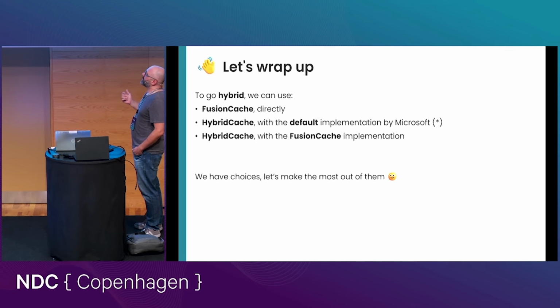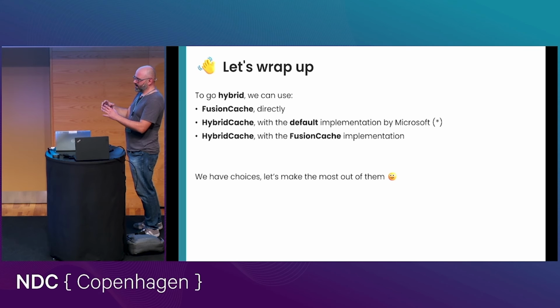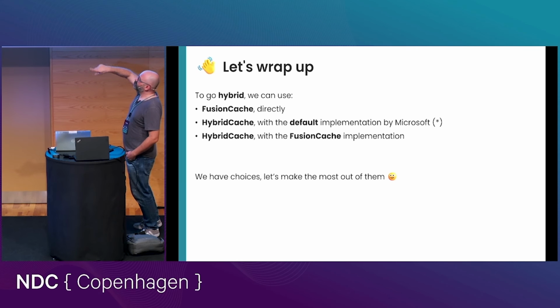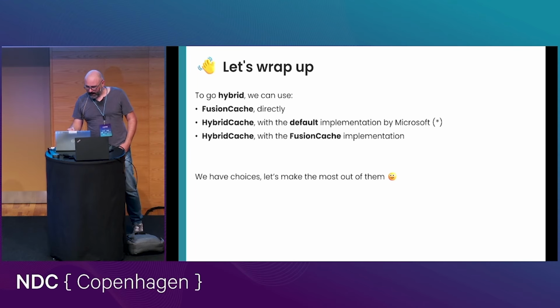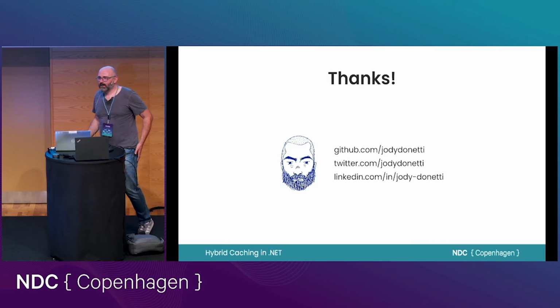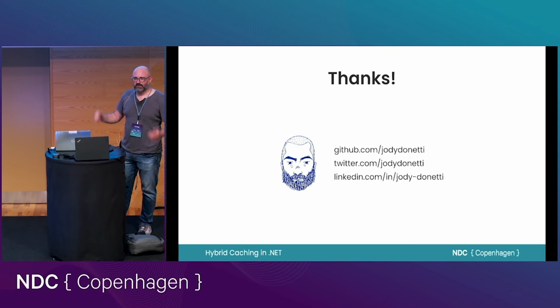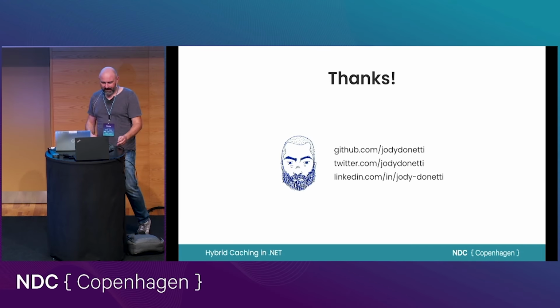And to go hybrid, what should you do? What you can do is either, 1, use FusionCache directly. 2, use HybridCache with the Microsoft implementation, remembering the gotchas that you saw, or use HybridCache if you want or prefer or must use the Microsoft-provided abstraction as the dependency for your code, but with the FusionCache implementation, which is another road that you can go through. We have choices, so let's make the most out of them. And I hope you find this interesting, and I hope you will have something to test when you go home. Thank you.